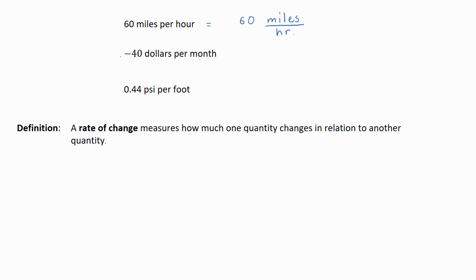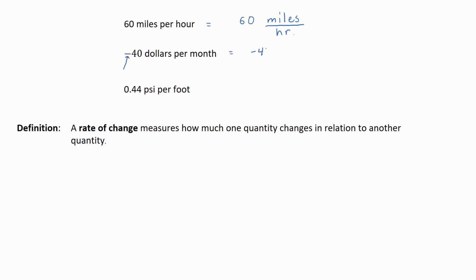The second rate of change, not as familiar. It's kind of weird. It has a negative $40 per month. It's not as strange as you might think. That could be how the amount of money in your bank account is changing per month. So the negative would just mean that the amount of money in your account is going down by $40 per month. You could write that as a ratio as well.